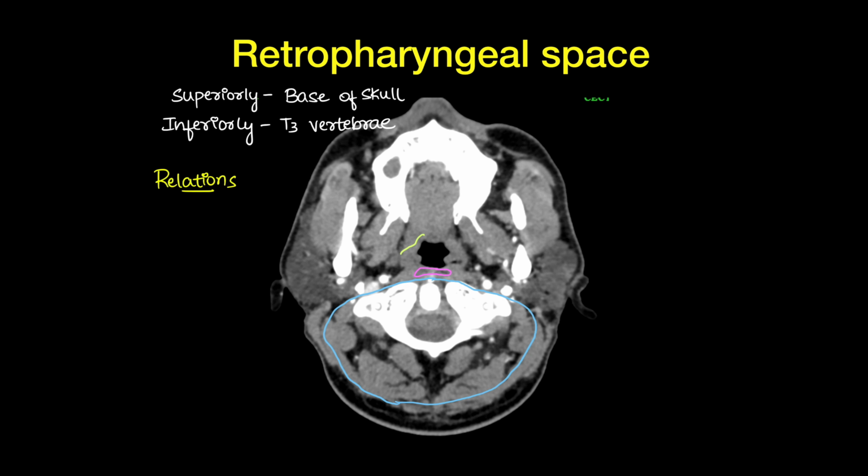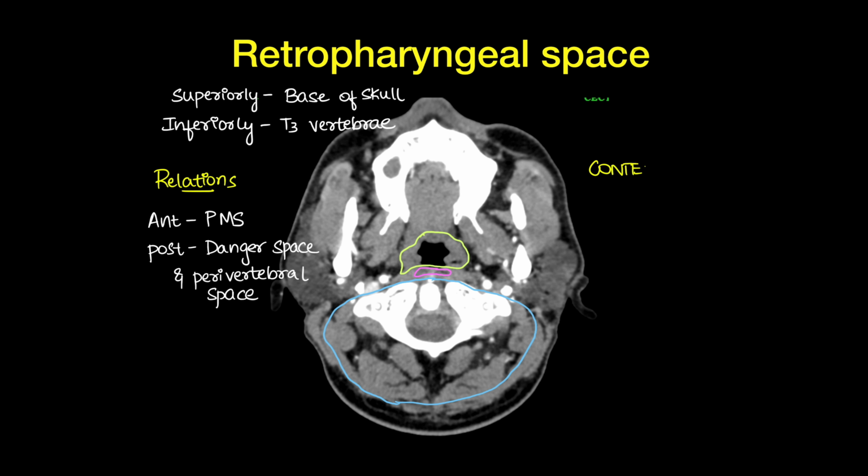Coming to the relations of the retropharyngeal space. Anteriorly we have the pharyngeal mucosal space, posteriorly we have the danger space and perivertebral space. The contents of this space are fat and lymph nodes. These two are the most important contents of the retropharyngeal space.